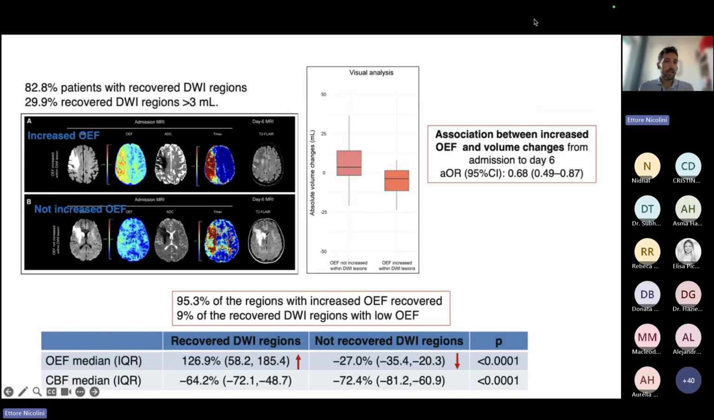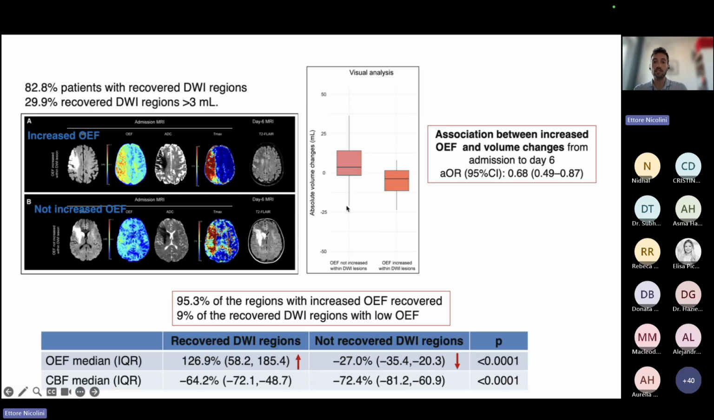These were the results. First, we can see that a high proportion of patients had a DWI recovered region, more than 80%. If we just take the patients with more than 3 milliliters of recovered region, these are still 30% of patients, which is in line with other reports.